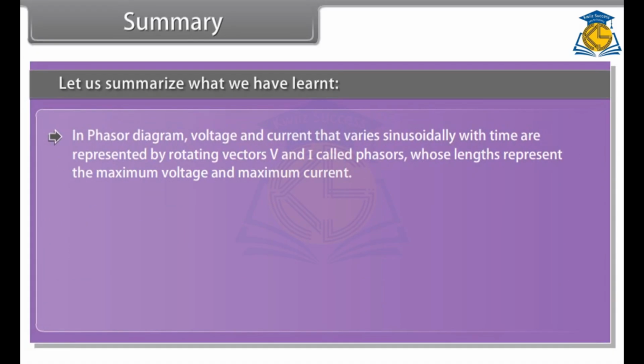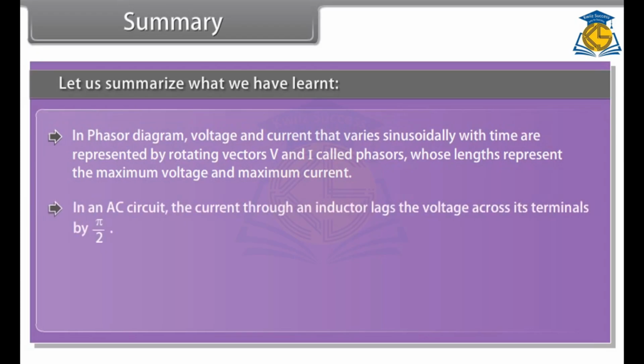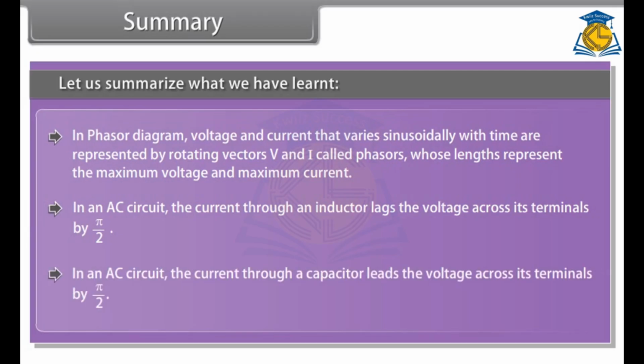In a phasor diagram, voltage and current that vary sinusoidally with time are represented by rotating vectors V and I called phasors, whose lengths represent the maximum voltage and maximum current. In an AC circuit, the current through an inductor lags the voltage across its terminals by pi by 2. In an AC circuit, the current through a capacitor leads the voltage across its terminals by pi by 2.